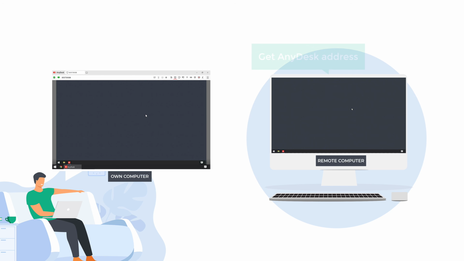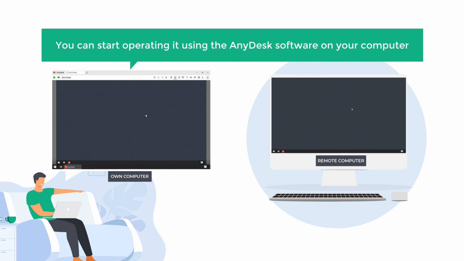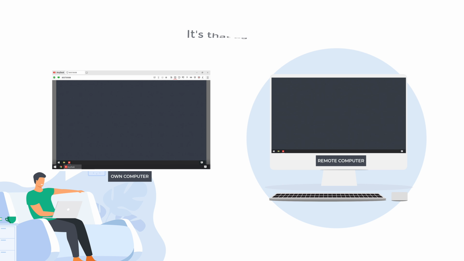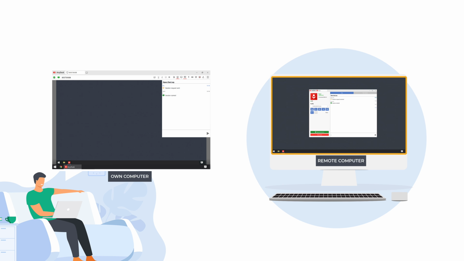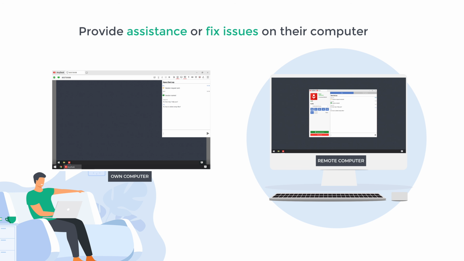Now all you need to do is to get the AnyDesk address of this computer and you can start operating it using the AnyDesk software on your computer. It's that easy. Next, you'll also be able to send and receive files from your computer to this computer, also chat with this person on this computer and provide assistance or fix issues on their computer.